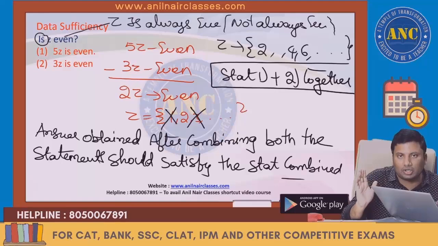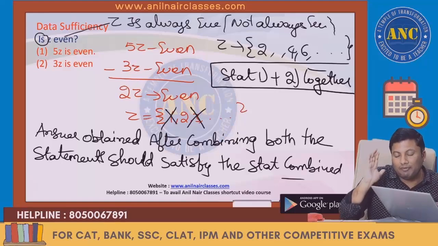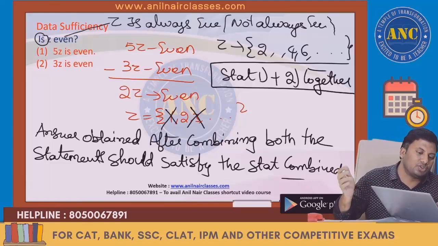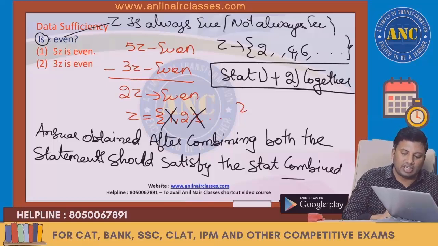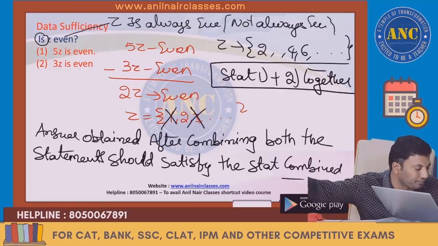Z is 2, even? Yes. 4 even, yes. 6 even, yes. Definitely yes, you are getting it for every value. Therefore the answer is statement 1 and 2 together. I hope it is clear.